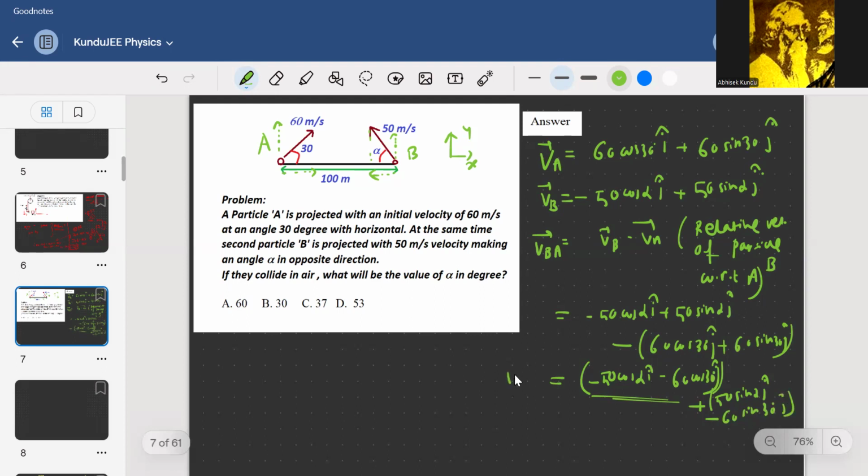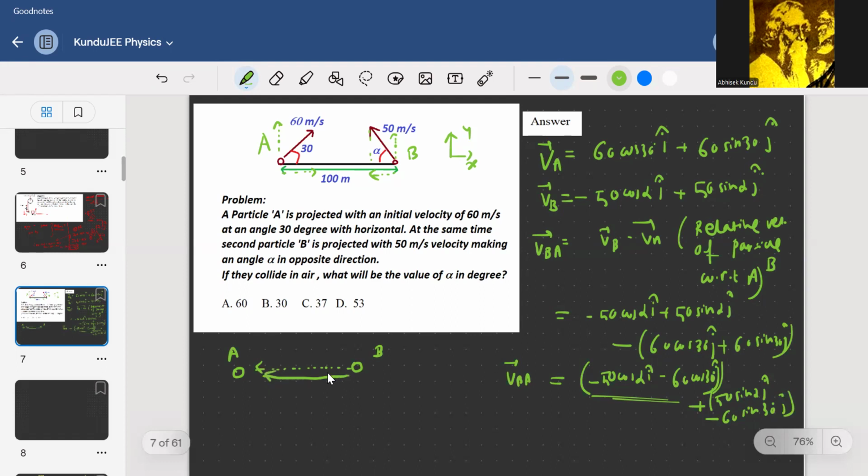Now the actual concept begins here. At what condition will they collide? That means, how will particle A observe particle B to be moving? Particle B has to move with respect to A this way. Then only can it at some point of time meet A. So the relative velocity of particle B with respect to particle A must be directed towards A. Then only can they collide at some point of time in air.